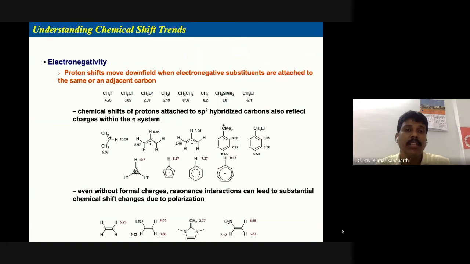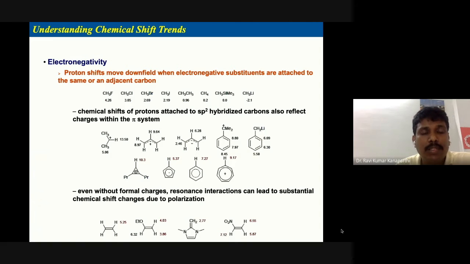And then the next thing is how we can actually remember. Is it the only way, that we just have to learn it by heart? No. You can always use the electronegativity concept to understand the chemical shift trends, how they are changing. In most of the cases, most of the compounds, the electronegativity concept will work out to understand the chemical shift trends.